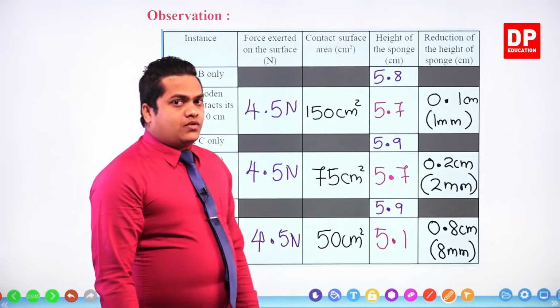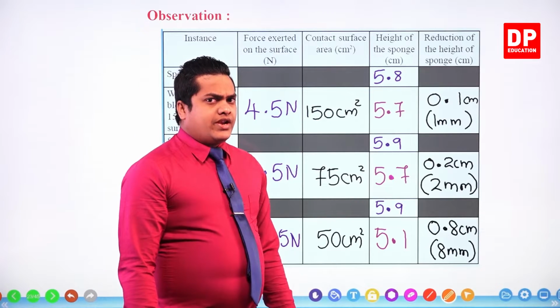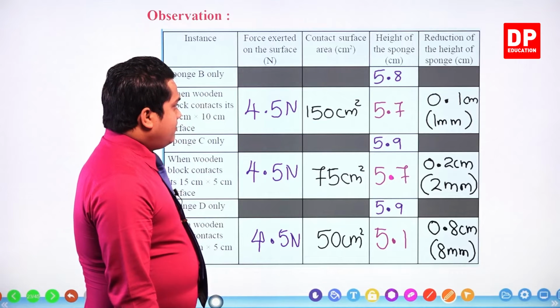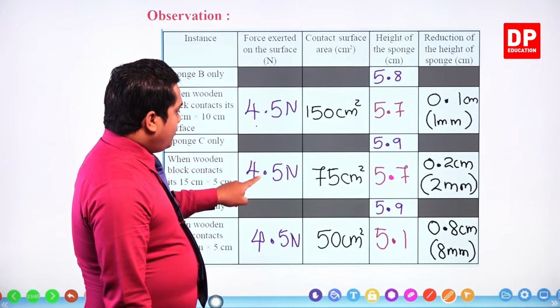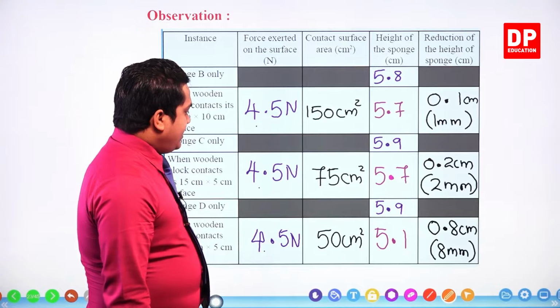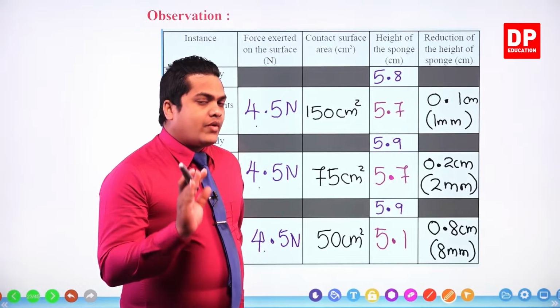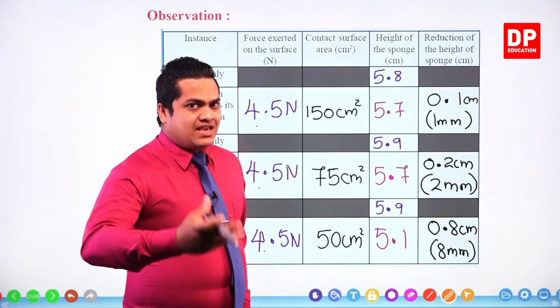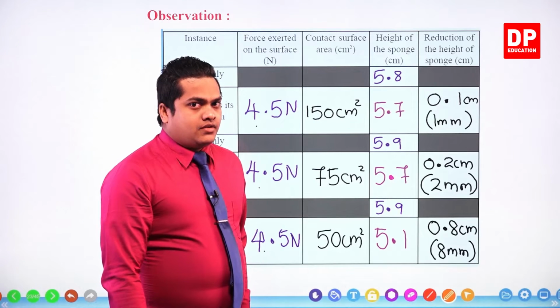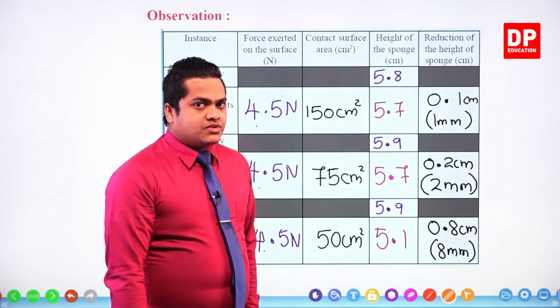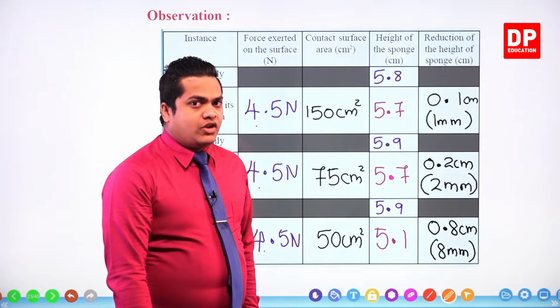Right. So by looking at the table, you can clearly observe once again, my dear children, we kept the force constant. How can you say that? Because we took the same wooden plank. We measured it and we took the answer as 450 grams, which is equal to 4.5 Newton.